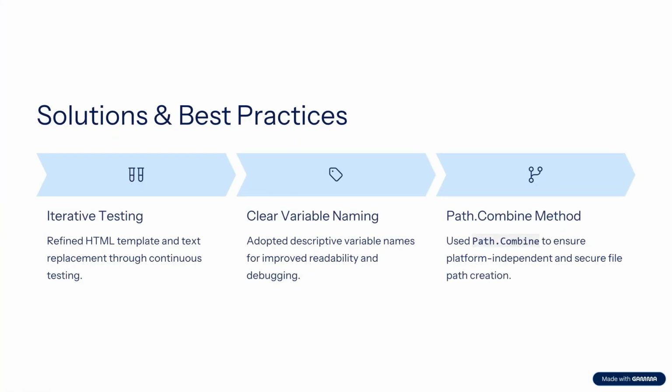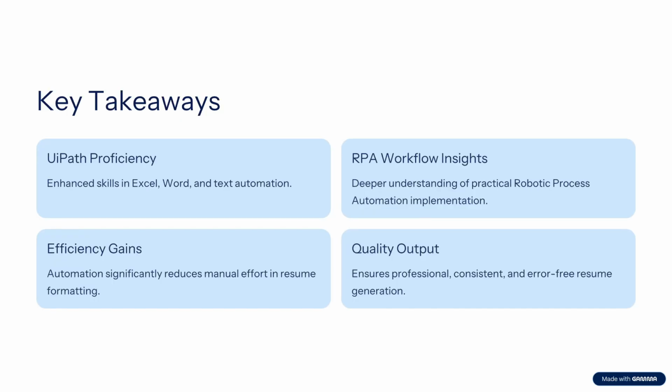Solutions and best practices. I used iterative testing to refine the template and catch formatting issues early. I followed clear naming conventions for variables, which helped in debugging and readability. For handling file paths safely, I used the Path.Combine method in UiPath to build paths in a way that works on all operating systems.